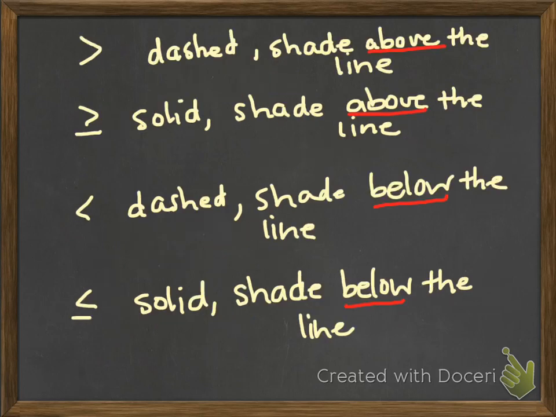Okay, just a refresher on chapter 9-5. When it's greater than, it's a dashed line, and you shade above the line. When it's greater than or equal to, it's a solid line, and you shade still above the line. Less than is dashed, shade below the line, and less than or equal to is a solid line, shade below the line.